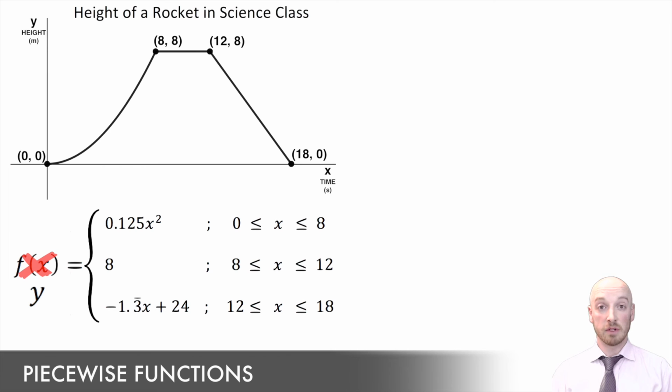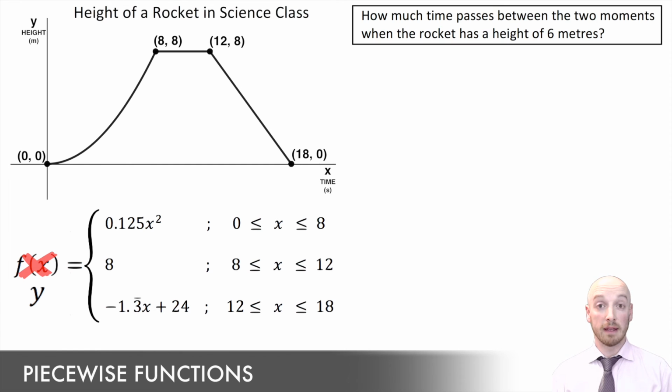So on exams, we're usually given piecewise functions, complete with all the rules that we need, just like we built here. So a question likely wouldn't ask us to find out what the rules are, but moreover, given these rules, work out some kind of question they're going to ask us. So look at this question here. What we're being asked is to find out how much time passes between the two moments where the rocket has a height of 6 meters.